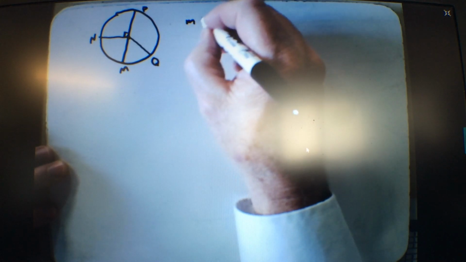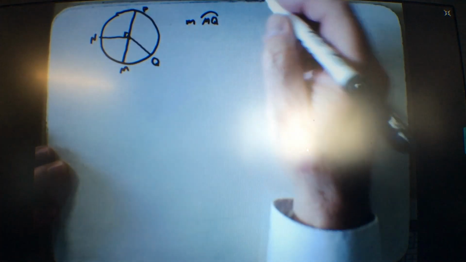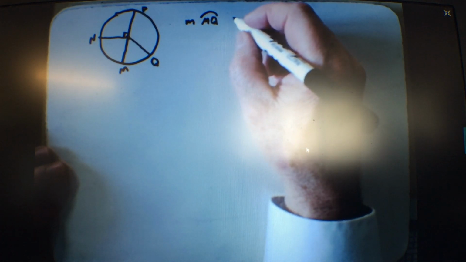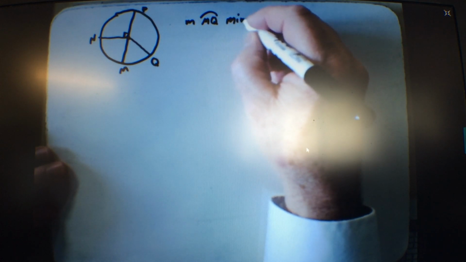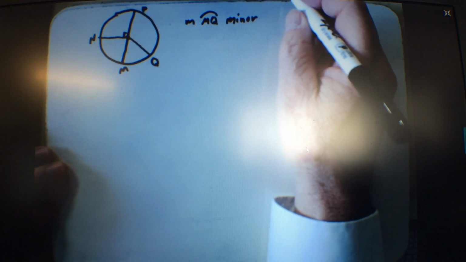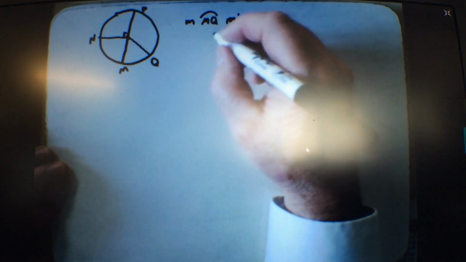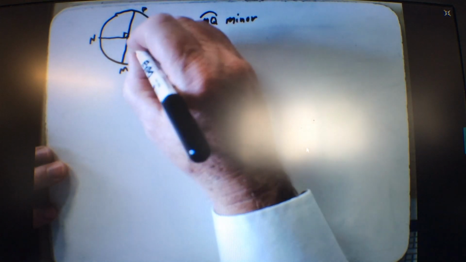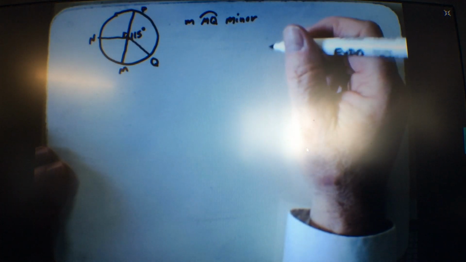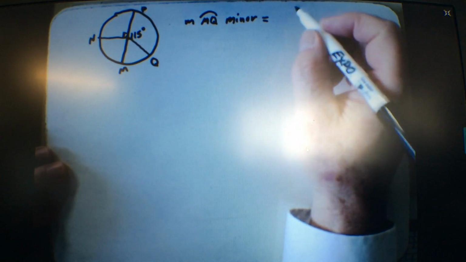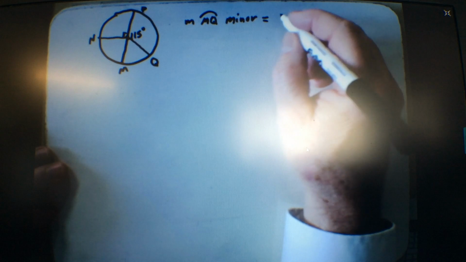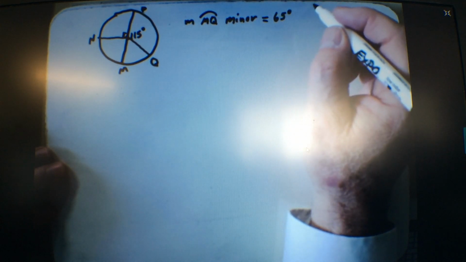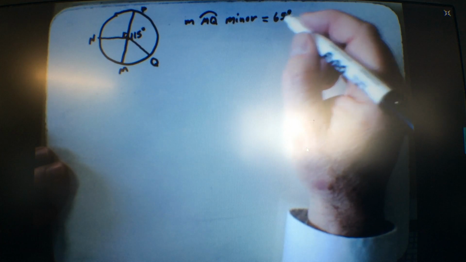I want the measurement of MQ, but first of all, tell me, MQ is what kind of arc? Major, minor, semi? Minor. How can you tell without even looking at the picture? There's 2 letters. Okay, so how big is MQ? If this is 115, that's 115 degrees. How big is arc MQ? How many degrees? 65 degrees. Can you tell me how you got that? 180 minus 115.